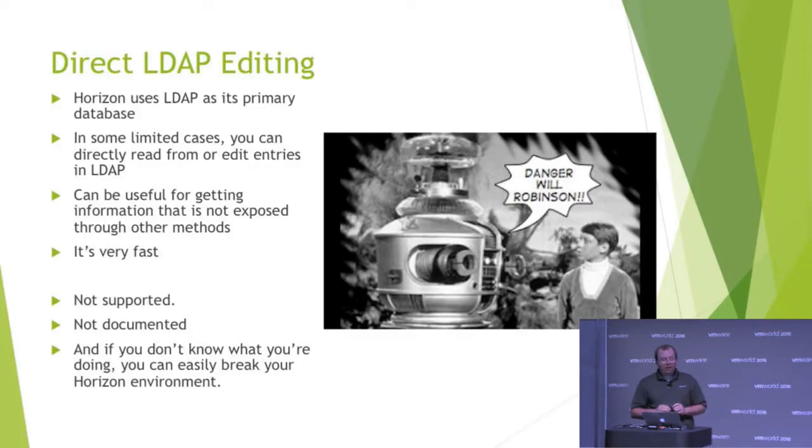So the final option for automating Horizon is to do some sort of direct LDAP editing. Horizon uses an LDAP database on the back end for maintaining all of its data. So any information about desktops, pools, and servers is all stored in LDAP. I'm going to talk about the drawbacks of this first, because this is something that you probably shouldn't do, but there are times where you're going to need to.